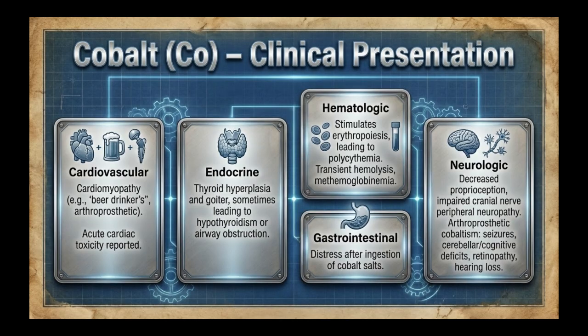Occupational exposure to cobalt can alter thyroid function, although these effects are less common in environments with limited exposure. Hematologically, cobalt stimulates the production of red blood cells, which can result in polycythemia. Animal studies have demonstrated transient hemolysis, methemoglobinemia, and the presence of methemoglobin in urine following cobalt exposure. Gastrointestinal distress, including nausea, vomiting, and abdominal pain, can occur after ingestion of cobalt salts. Neurological effects from acute oral cobalt exposure may include decreased proprioception, impaired function of the eighth cranial nerve, and nonspecific peripheral nerve symptoms. Patients with cobalt released from prosthetic devices may experience seizures, cerebellar deficits, retinopathy, hearing loss, cognitive impairments, and peripheral neuropathy, sometimes correlating with elevated cobalt concentrations in cerebrospinal fluid.